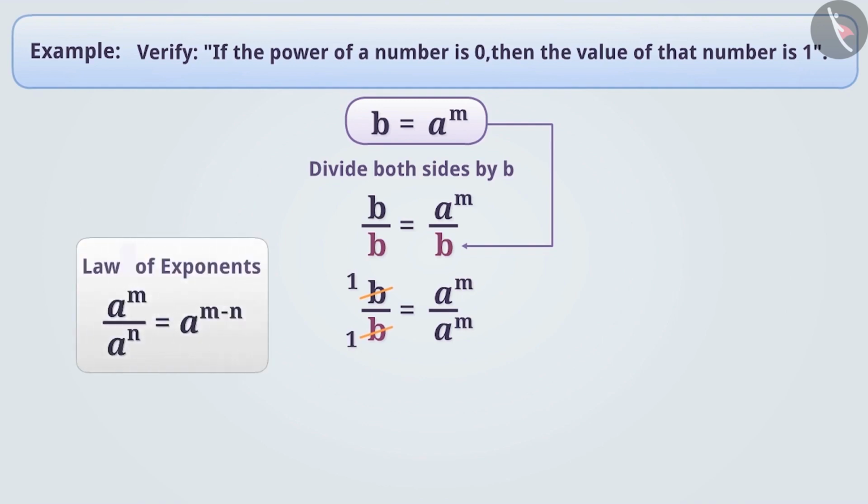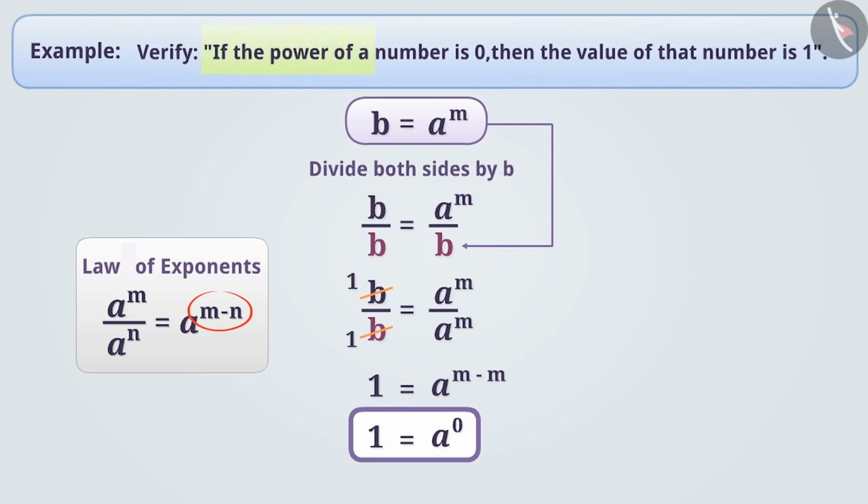On the right side, we can apply the law of division of exponents. Under this law, if the base of the division function is the same, then we subtract the power of the divisor from the power of the dividend and write the result as the power of the base. Like here, we will write the power of a as m minus m, which is equal to 0. That is, a to the power of 0 is equal to 1. This verifies that if a number has a power of 0, then its value will be 1.